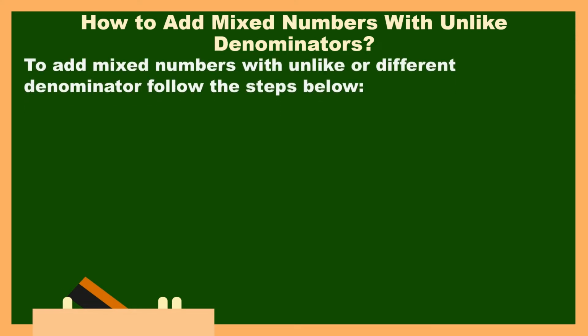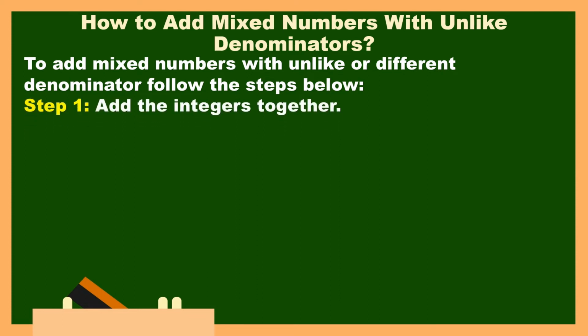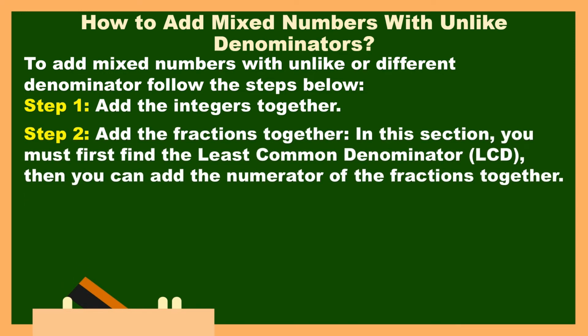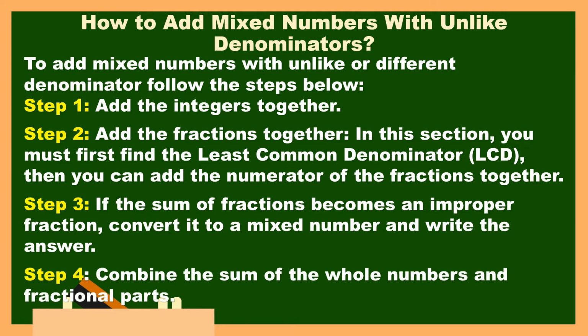So, to add mixed numbers with unlike or different denominators, we should follow the steps below. Step 1. Add the integers together. Step 2. Add the fractions together. In this section, you must first find the least common denominator or LCD, then you can add the numerator of the fractions together. Step 3. If the sum of the fractions becomes an improper fraction, convert it to a mixed number and write the answer. And lastly, combine the sum of the whole numbers and the fractional parts.